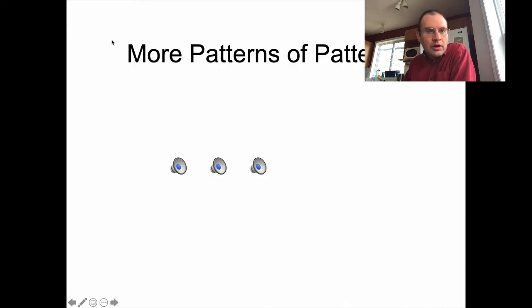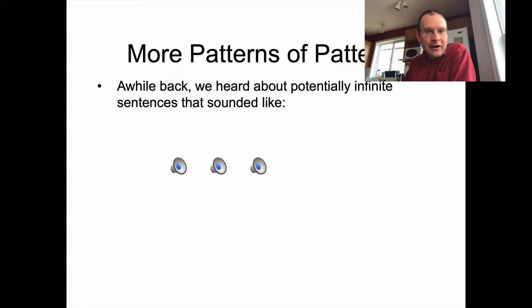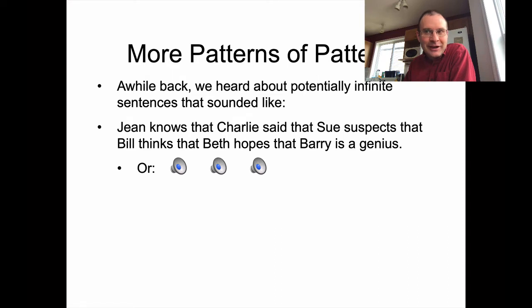Okay, cool. We can also talk about other types of potentially infinitely long sentences. I wasn't able to present these sentences to you back in January because things were messed up in a different way back then. But hopefully you remember that we talked about sentences like: Jean knows that Charlie said that Sue suspects that Bill thinks that Beth hopes that Barry is a genius.